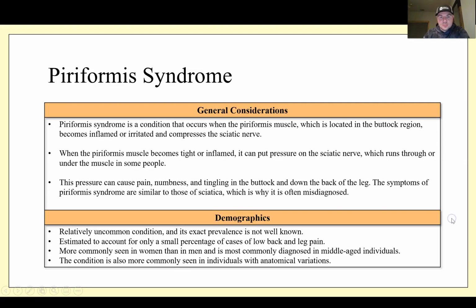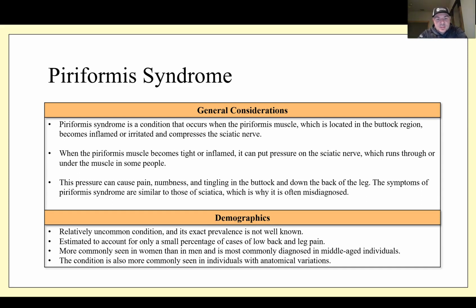So piriformis syndrome is a condition that occurs when the piriformis muscle, located in the buttock region, becomes inflamed or irritated and compresses the sciatic nerve. The piriformis muscle becomes tighter and inflamed. It can put pressure on the sciatic nerve, which runs through or under the muscle in some people. It can cause pain, numbness, tingling in the buttock and down the back of the leg. It really mimics sciatica.